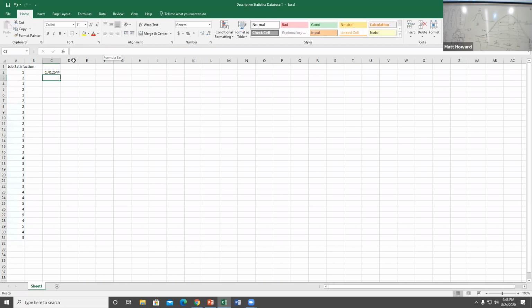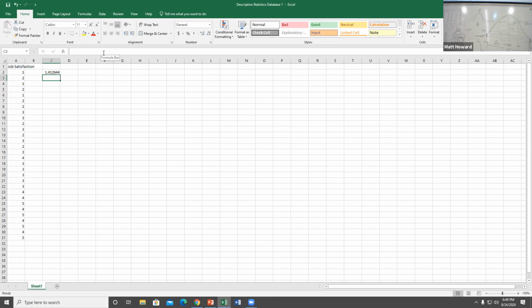So once again, the formula was equals VAR, open parenthesis, click and drag the data that you want to calculate the variance for, and then close that parenthesis. And then we hit enter, and the variance for this data set is 1.41.